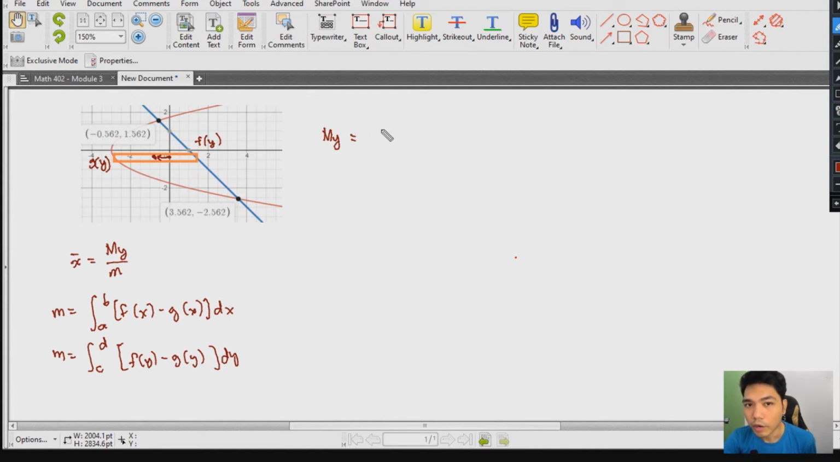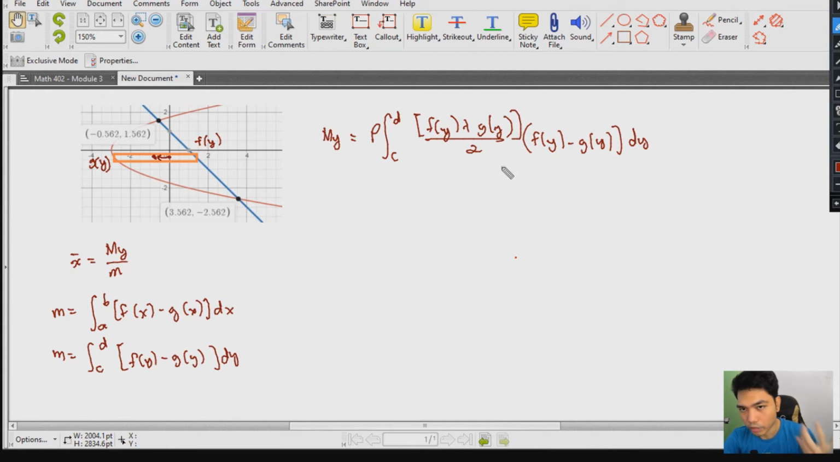So that is m sub y, that is equal to the unit mass density from C to D, and then we multiply this by f of y plus g of y divided by 2, okay, and then we multiply this by f of y minus g of y. So that's how you derive the formula using the horizontal strip.